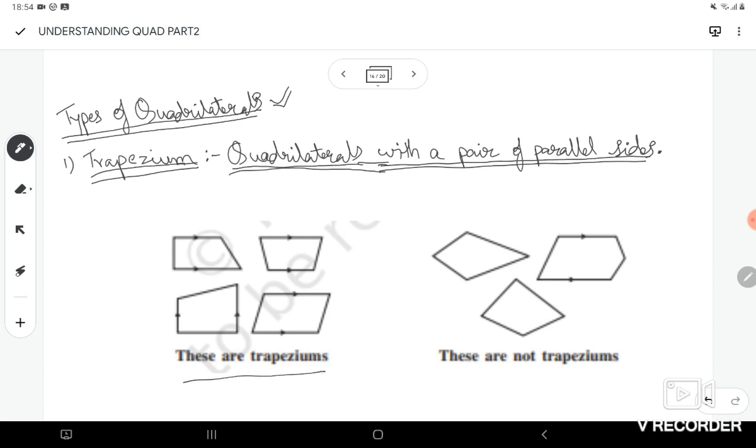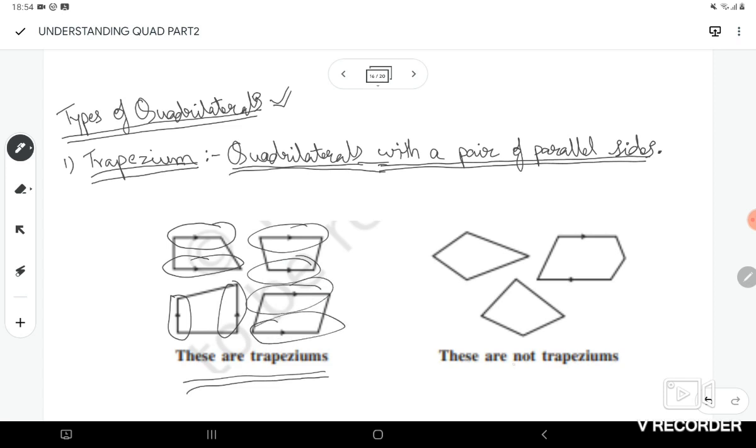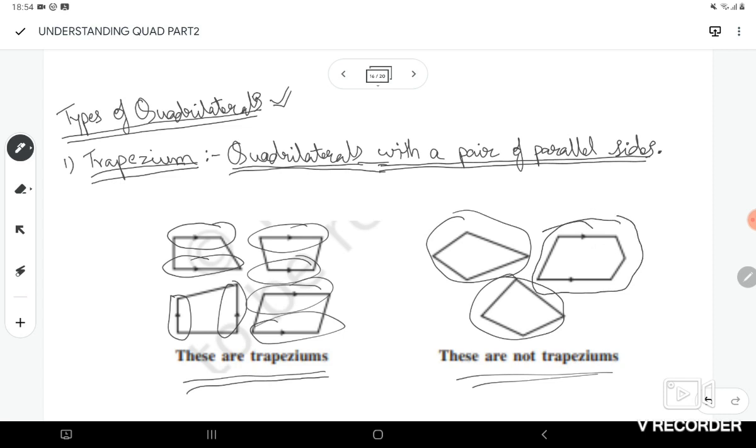From the figure, we can clearly see that these are trapeziums, which have one pair of sides as parallel sides, and those which are not trapeziums do not have any parallel sides. Now you must be wondering that in this figure there is one parallel side pair, but the number of sides is 1, 2, 3, 4, 5. So it is not a quadrilateral, as it has 5 sides, so it is not even a trapezium.